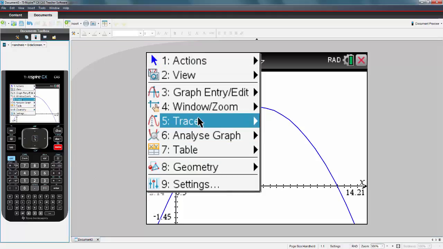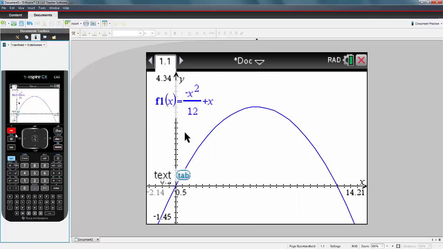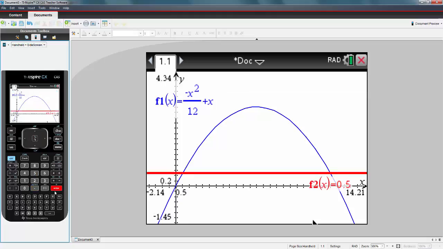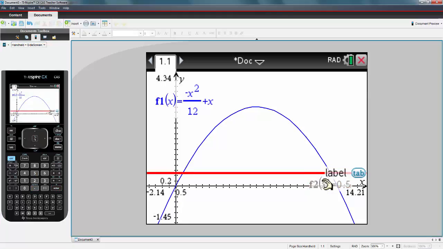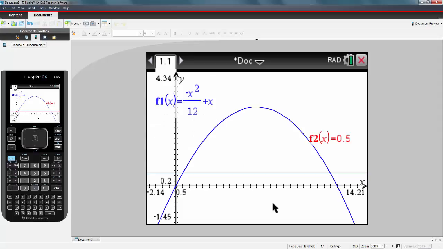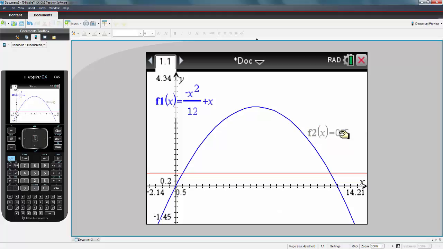So we have to add another function, not here. Click the tab key, and then it has to be the function y is equal to 0.5. Why? Because 0.5 is equal to 500 meters. 0.5, remember, it's in kilometers, so 500 meters is the same as 0.5 kilometers. So now we kind of have a better view of what's happening here.